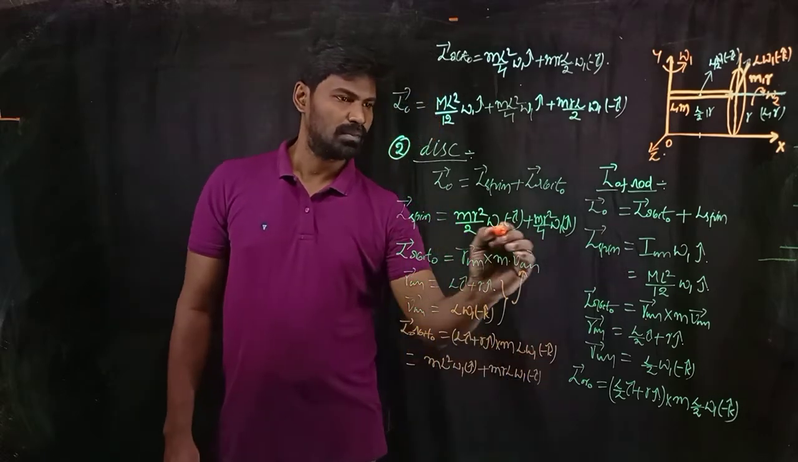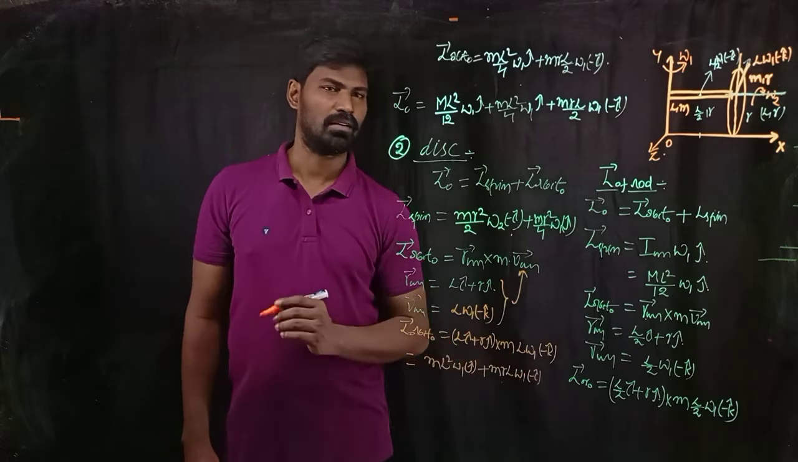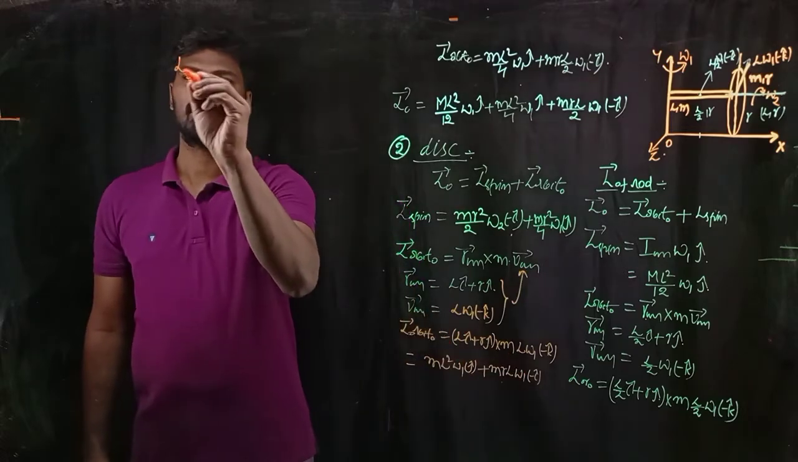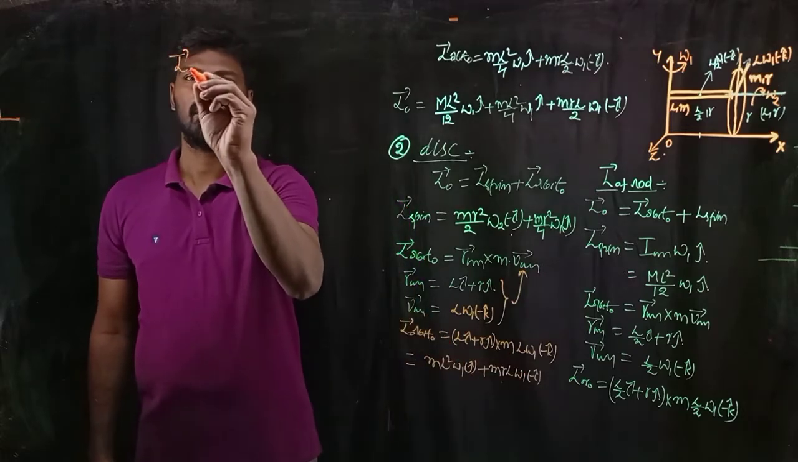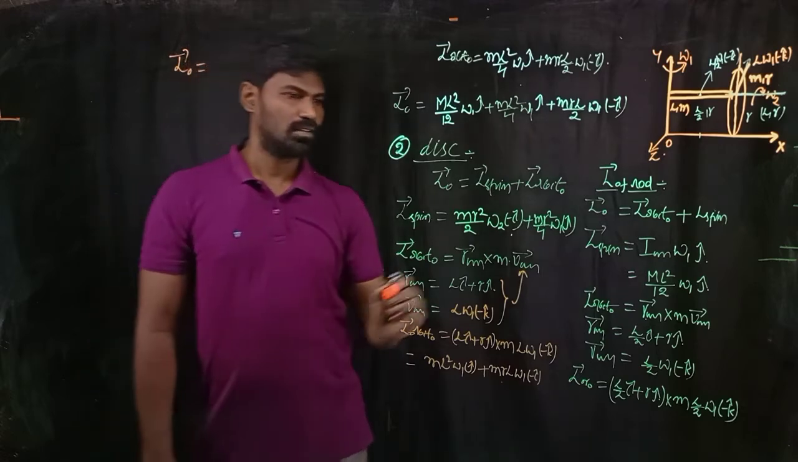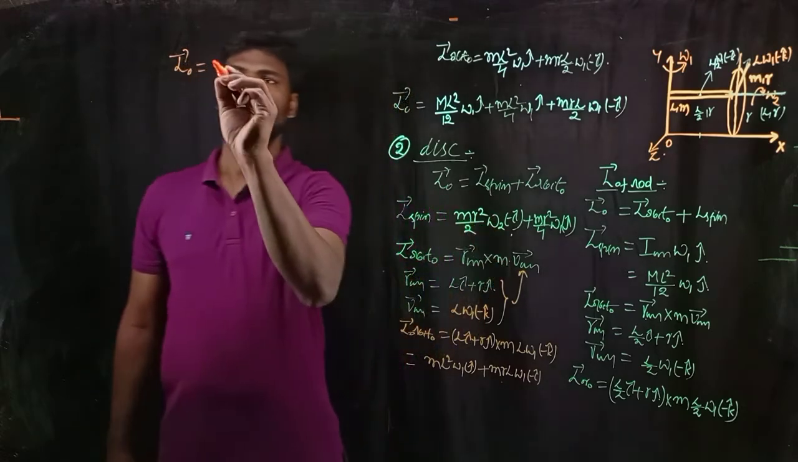Clubbing this spin and orbital angular momentum, the total angular momentum of the disk about O is equal to the spin component; how much did we get?